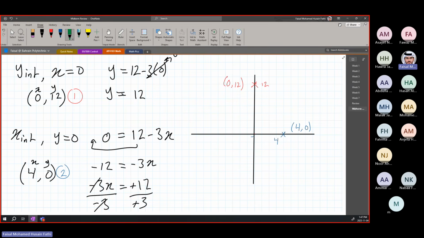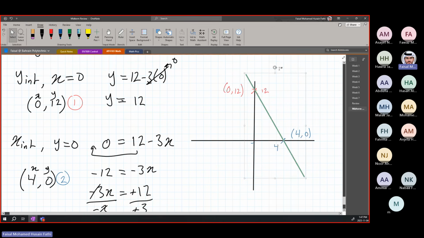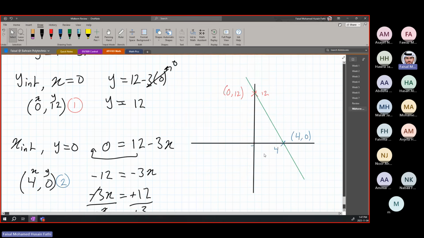If we want to plot our graph, it has to go through both points and look something like this. Almost. But that's the whole idea, and it's going to be going through both points. Okay. So this is your graph. This is your final graph.